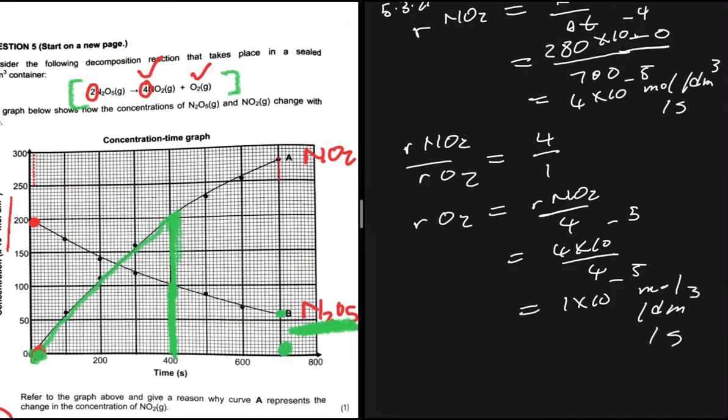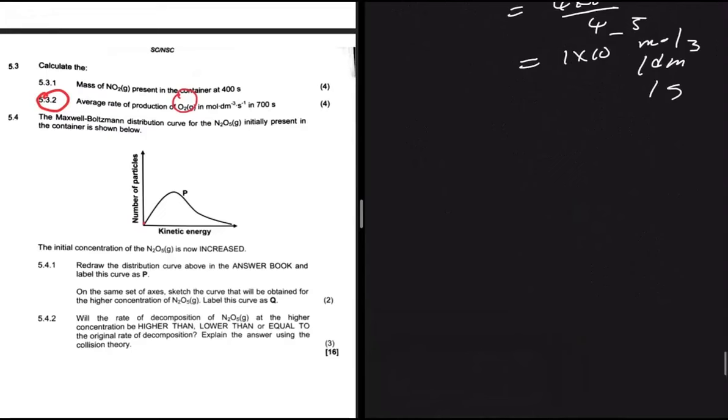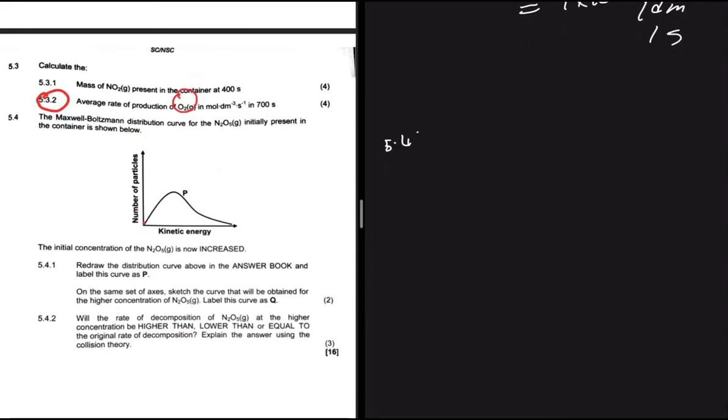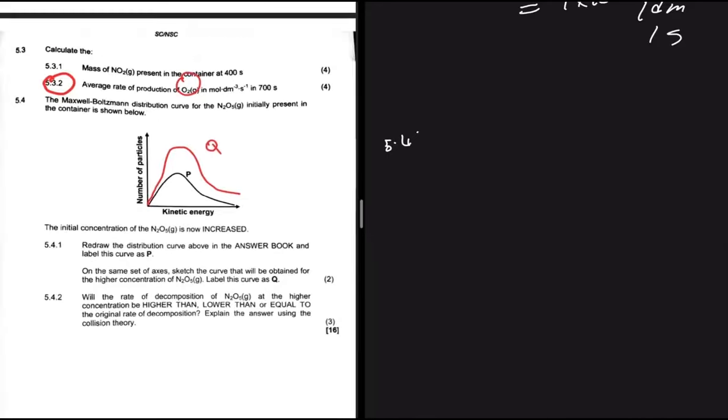Right, so that is 5.3.2. And then 5.4. The Maxwell-Boltzmann distribution curve for the N2O5, so our reactant initially present in the container, is shown below. Redraw the curve above in your answer book and label this curve P. On the same set of axes, sketch the curve that will be obtained with higher concentration. So with higher concentration, the curve that should be obtained should look something like that. And now we just need to label it Q.